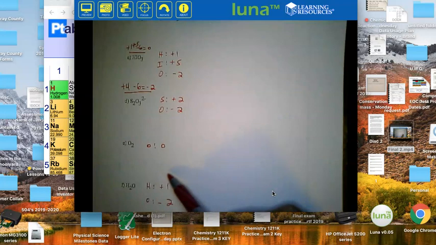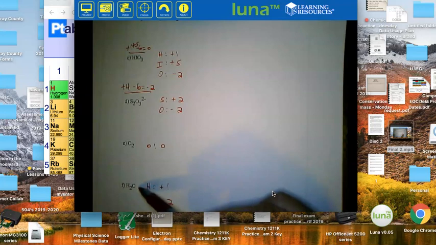Oxygen is uncombined, so 0. Hydrogen is +1 times 2 is +2. Oxygen is -2, so it adds up to 0.